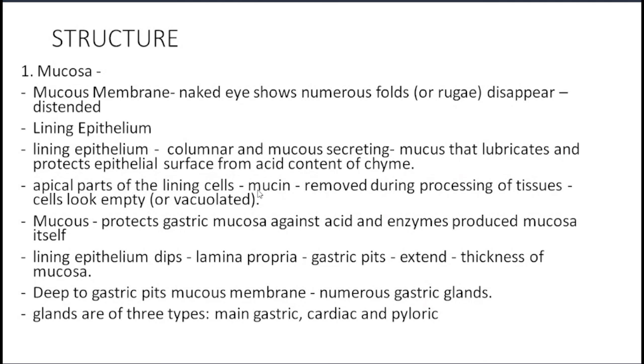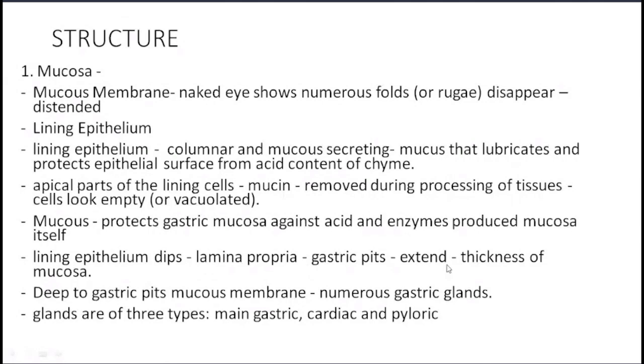Now this columnar epithelium, the mucus secreting cells, protect the gastric mucosa against the acid and the enzymes which are produced by the stomach. Then the lining epithelium goes deep into the lamina propria, so it forms the gastric pits. These gastric pits extend into the thickness of the mucosa.